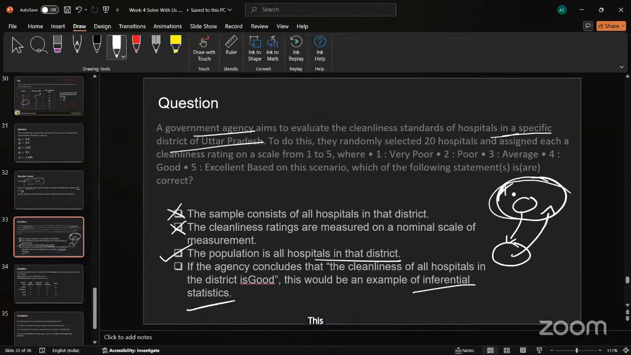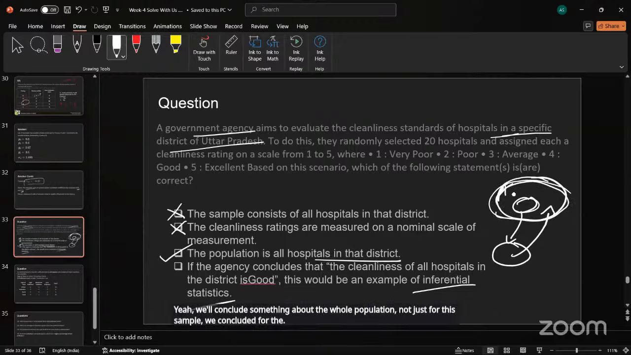This is inferential statistics. Getting it? We are concluding something. We conclude something about the whole population, not just for this sample.